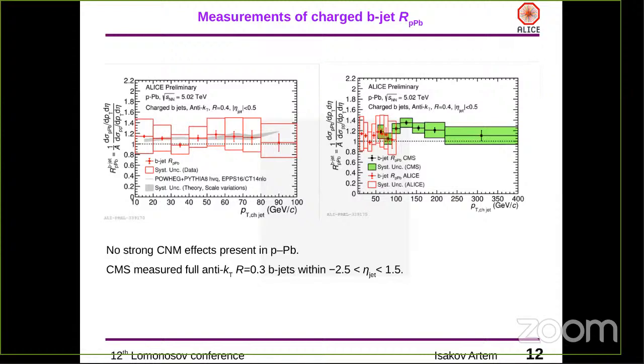And our final result is a measurement of the charged B-jet R_pPb, which was compared with POWHEG plus PYTHIA and with analogous measurements provided by the CMS collaboration for full jets. One can see that we cannot observe any strong cold nuclear matter effects in p-Pb collision systems within our current precision of the measurements. And our result is compatible with the CMS data.